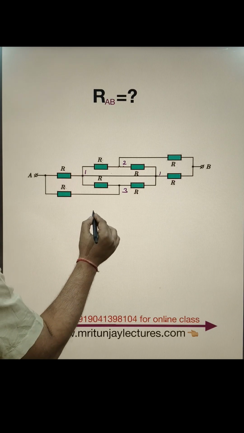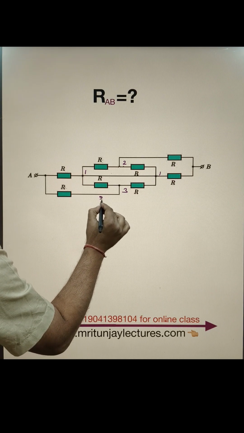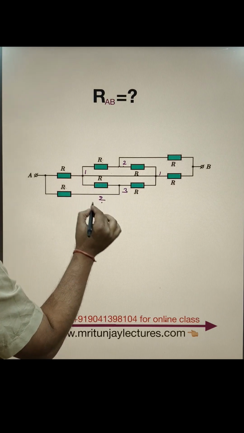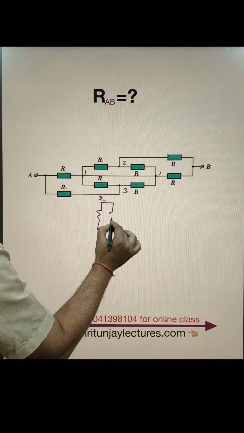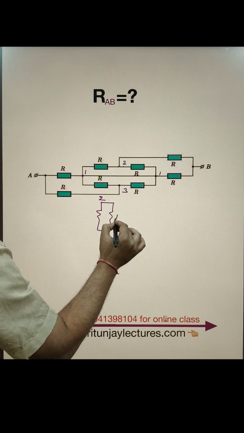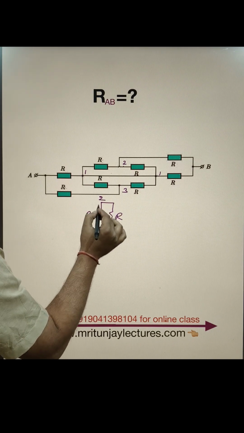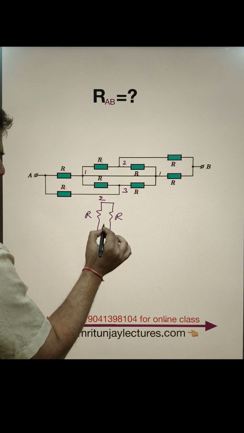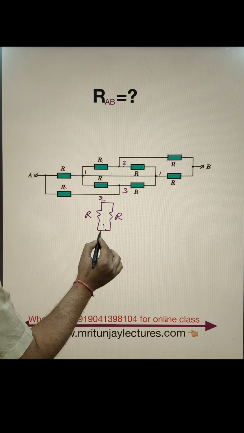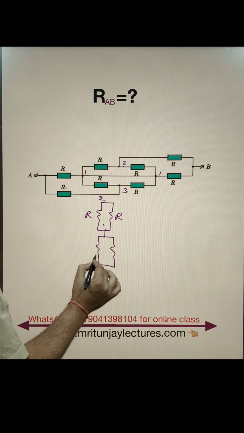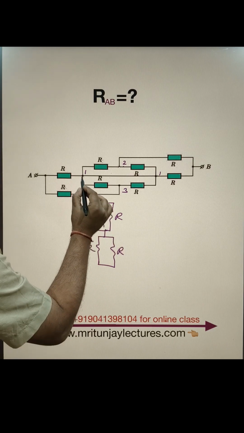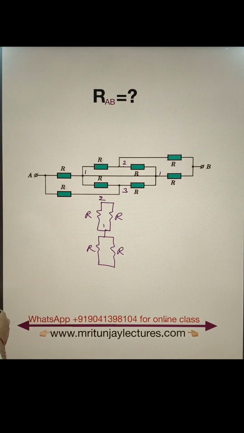Otherwise, you can redraw the circuit. This point is 2, so 2 to 1. After that, 2 to 1, 2 to 1, R and R. And that point is 1. After that, 1 to 3, and again 1 to 3. That is R and this one is also R. 1 to 3, 1 to 3.